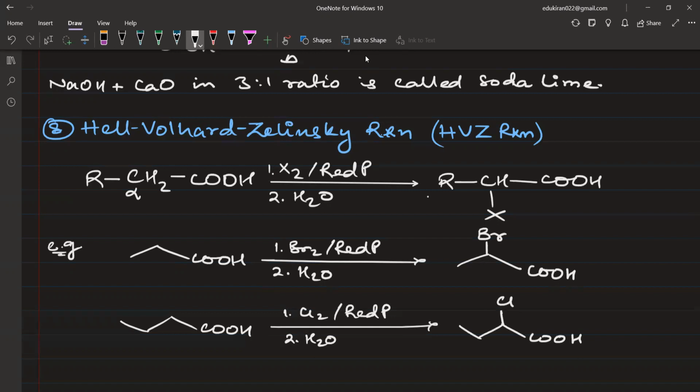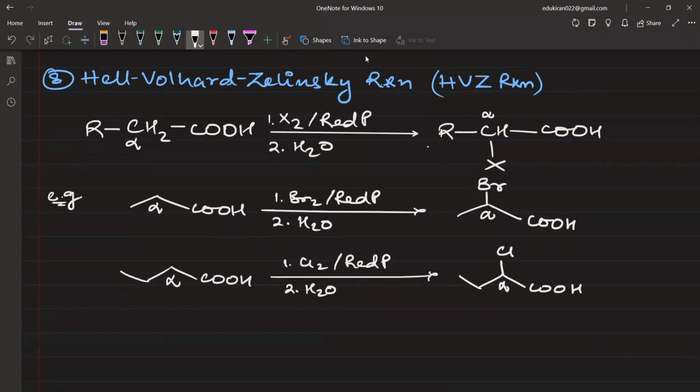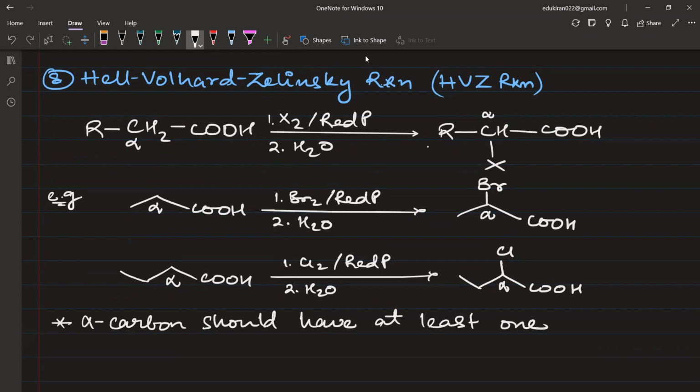Okay, this is the alpha carbon. This is the alpha carbon. This is the alpha carbon. I'm just noting for you guys that substitution is taking place at the alpha carbon. Please write. Alpha carbon should have at least one hydrogen.